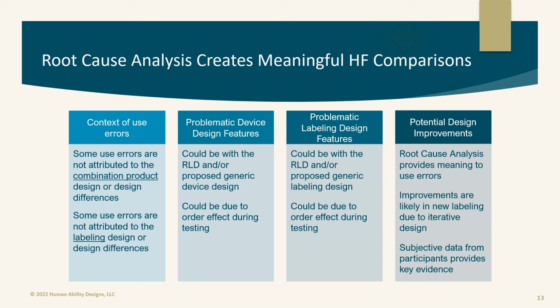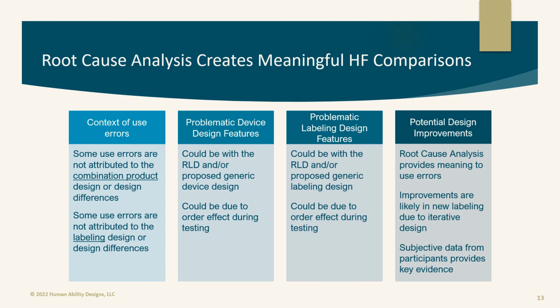Root cause analysis will help us provide meaning and context to the counts of use errors being compared, and it'll help us parse out the meaningful use errors, so to speak, because in our human factors analysis, we often have non-design related issues or use errors that are irrelevant to the design of the user interface, and we wouldn't want to count those. For example, study artifacts or use issues on the RLD that could even be improved with the proposed generic. So the root cause analysis is really a gold mine for determining those problematic device or labeling design attributes when comparing the RLD and proposed generic in our method.